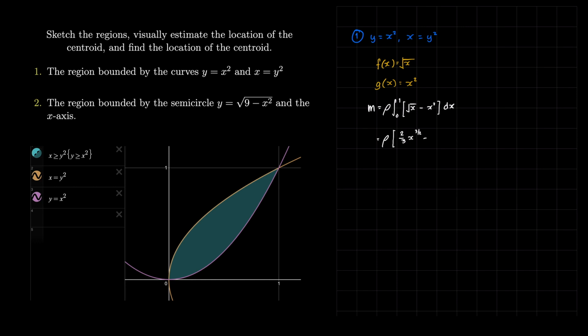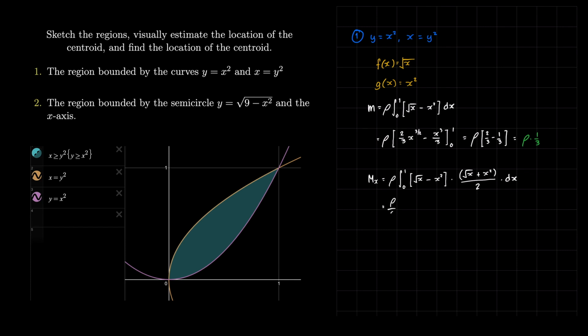You can verify the anti-differentiation steps na ginawa ko dito, pero ang makukuha natin dapat ay mass is equal to the density rho times 1/3. Sunod, hanapin natin yung moment of mass of the lamina with respect to the x-axis. So capital M sub x is equal to rho times the definite integral from 0 to 1 of the quantity square root of x minus x squared times 1/2 of the sum of the square root of x and x squared. Ito yung average nung f and g.